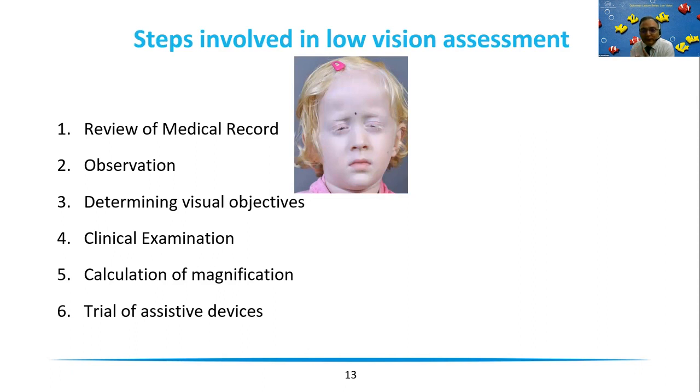So when you're doing the assessment, you may find people having nystagmus, people having eccentric viewing. So you should encourage them to do that. And determining visual objectives, that is done using a structured questionnaire. We will look into each component of this.